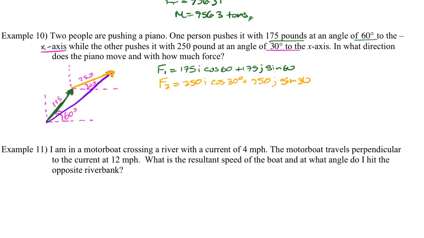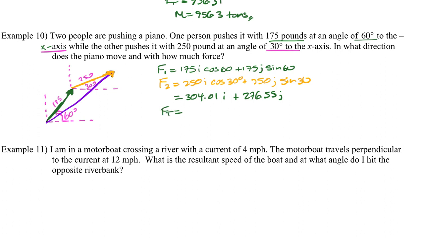Okay? And I'm just going to go to my calculator and add 175 cosine of 60 plus 250 cosine of 30. And that's going to give you 304.01 I plus, and then 175 sine of 60 plus 250 sine of 30, and that's going to give you 276.55 J.